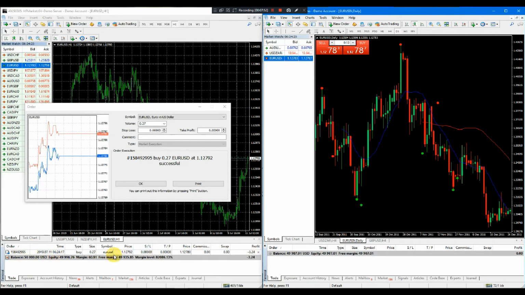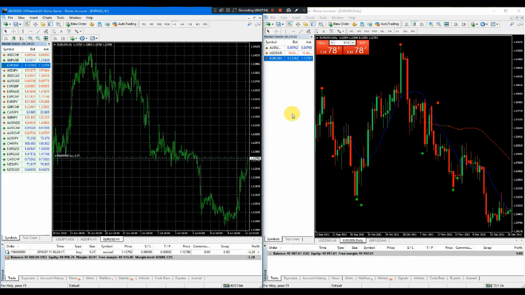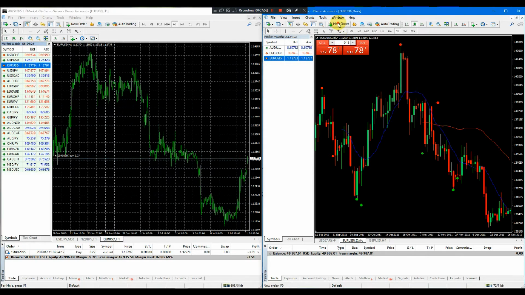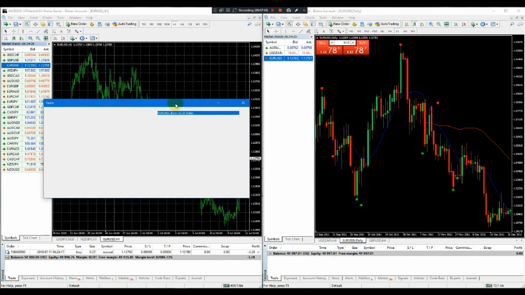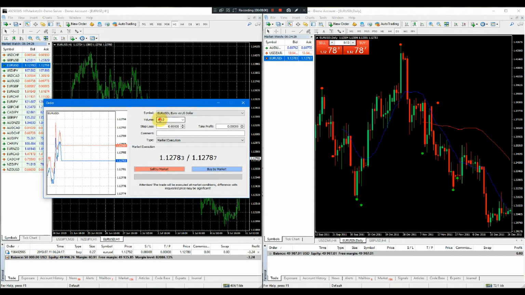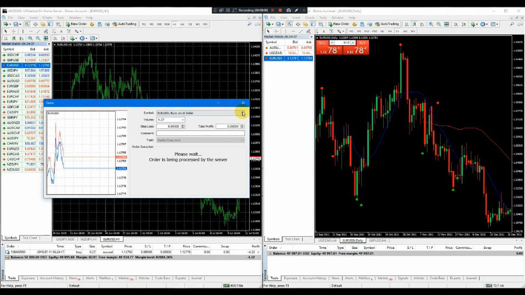Then after doing that, we're quickly going to go to Traders Way and we're going to click on new order. Then on volume, we're going to put our lot size of 0.27, but except this time we're going to be selling. So we're going to click this red button that says sell by market. Okay, so this is what's going to happen.